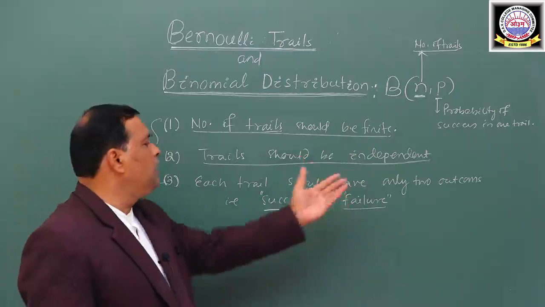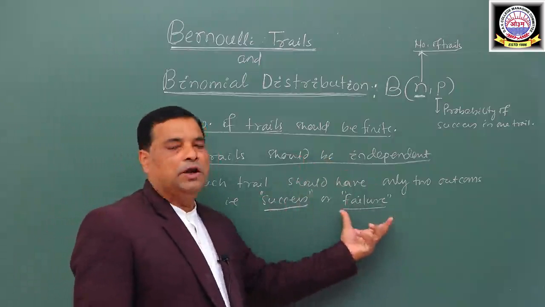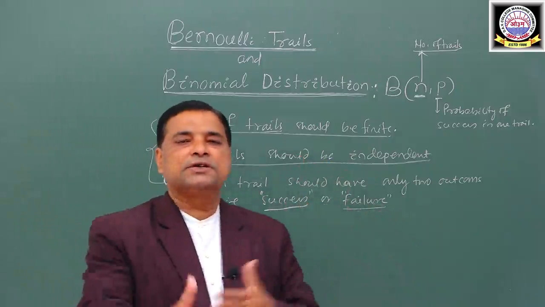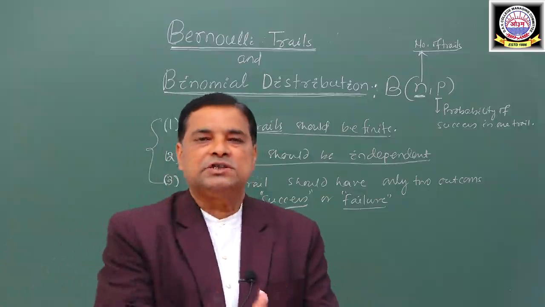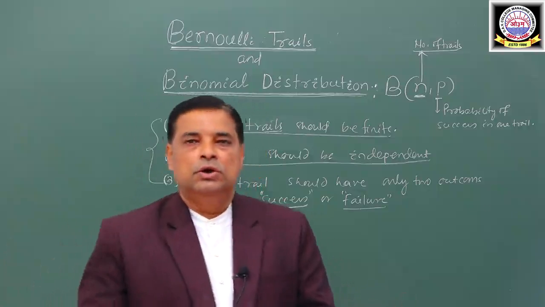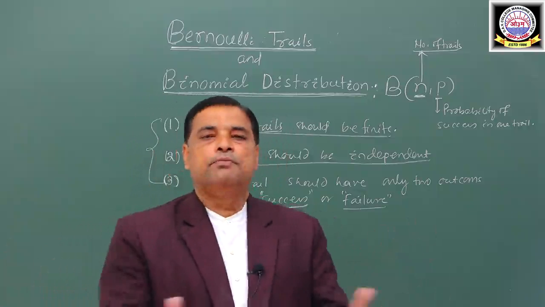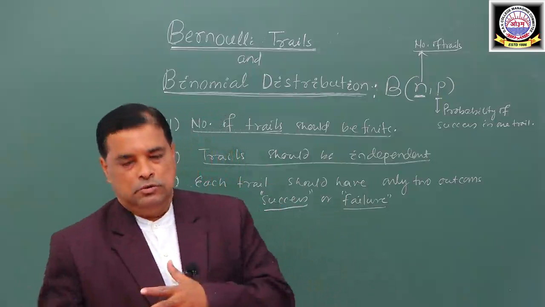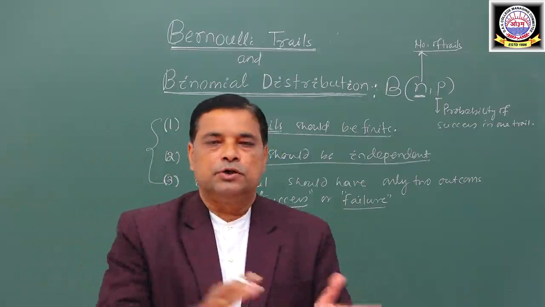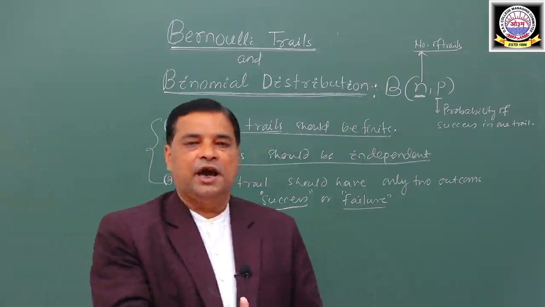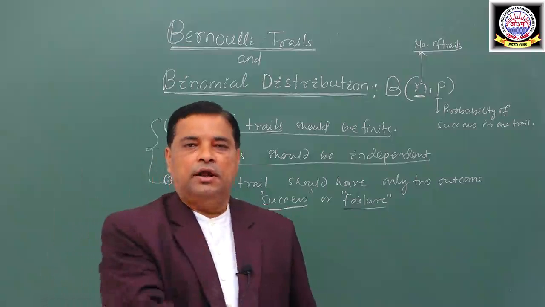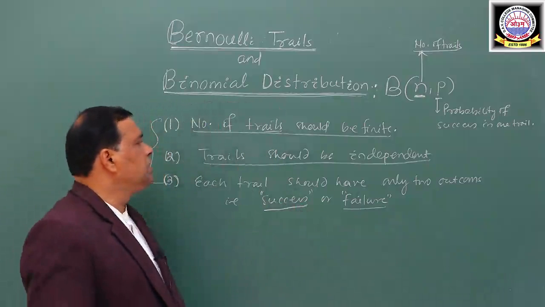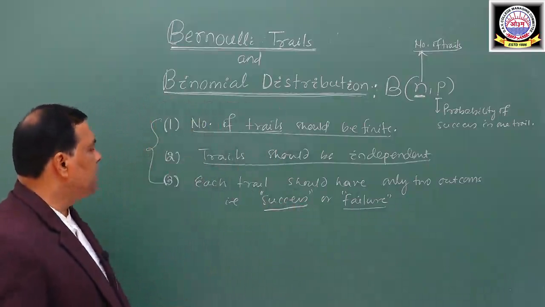Each trial should have only 2 outcomes, either success or failure. That is called dichotomous in nature. Dichotomous means any experiment has 2 outcomes, either yes or no, success or failure, defective or non-defective. If you are drawing a ball, whether it is a defective electric bulb or non-defective, there are 2 outcomes. Egg hatched or not hatched, yes or no. So only 2 outcomes are there. They are called Bernoulli distribution or Bernoulli trials or binomial distributions.